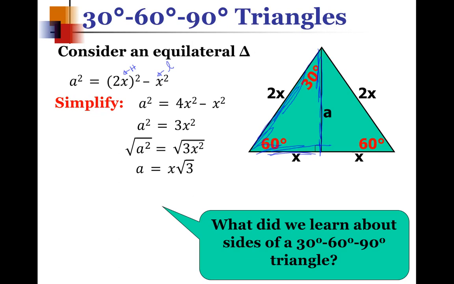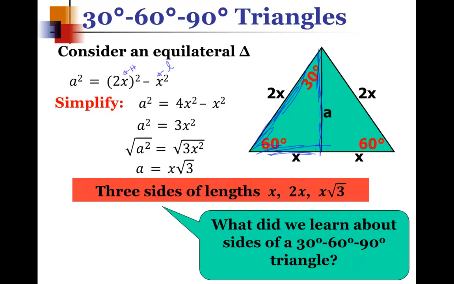So what did we just learn about 30, 60, 90 triangles? Well, the side lengths, here's your 30, 60, 90 triangle, are x, which is your shortest side, right? That's across from the 90-degree angle. The hypotenuse is going to be 2 times the shortest side. That's your hypotenuse. That's your shortest. And this is your longer leg.